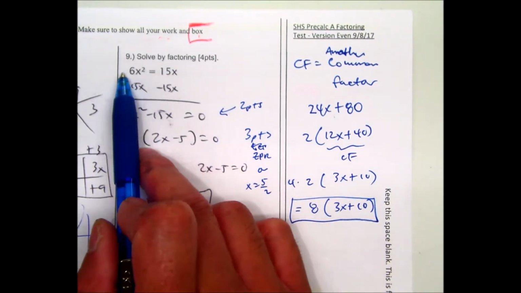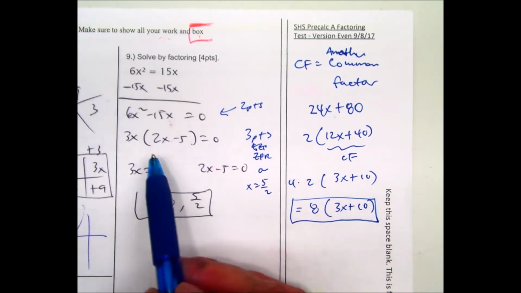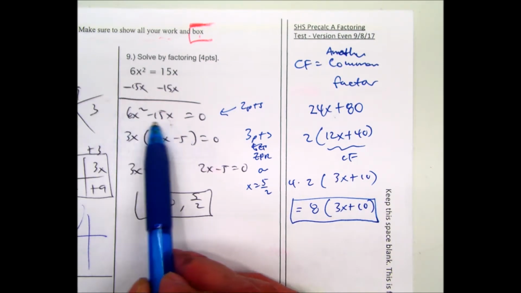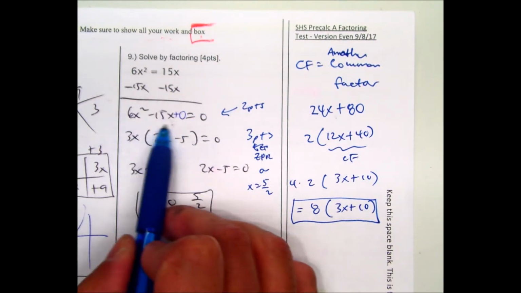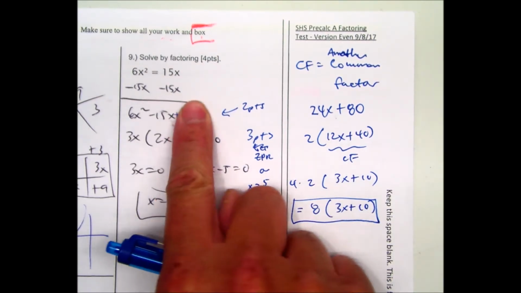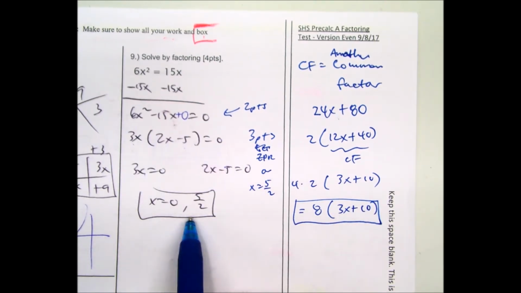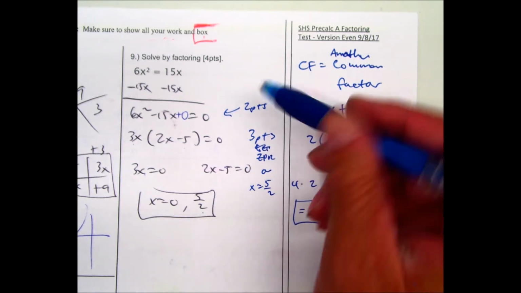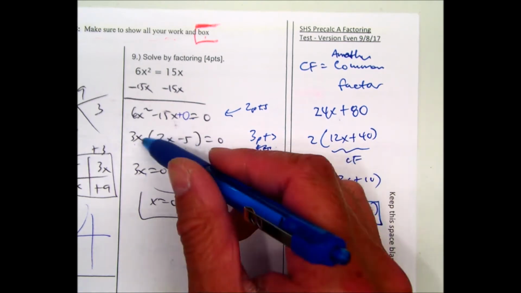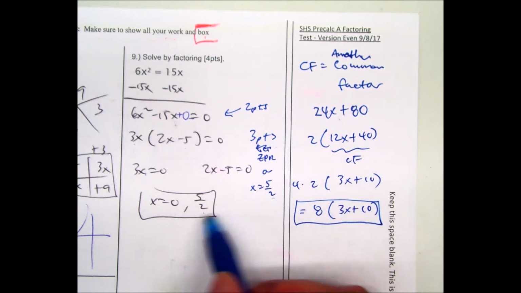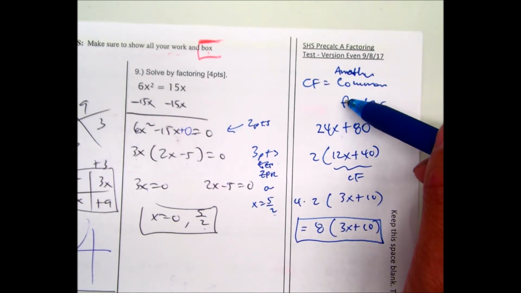Question number 9. You want to set this equal to 0, so I would subtract 15x, and you get 6x squared minus 15x equals 0. You could use factoring a trinomial by adding a 0 there, or just realize that there's a greatest common factor of 3x. Set each of those equal to 0, and you get x equals 0 and 5 halves. If you just got to solving equal to 0, I gave you 2 points, 3 points if you factored it but didn't do the zero product rule, or maybe you only got one solution, x equals 5 halves. If you did get a common factor, I wrote CF, but it's not the greatest common factor.